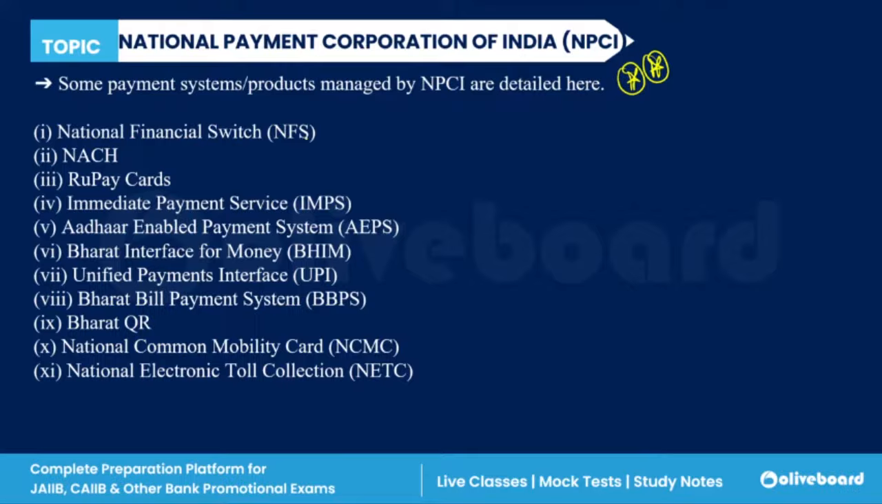First of all, National Financial Switch, NFS, NACH, National Automated Clearing House, RuPay card, Immediate Payment Service, IMPS, Aadhaar Enabled Payment System, AEPS. There is Bharat Interface for Money, there is Unified Payments Interface, there is Bharat Bill Payment Services, there is Bharat QR, there is National Common Mobility Card, NCMC, there is National Electronic Toll Collection, NETC. So these are all the products that have been managed by NPCI, National Payments Corporation of India. Clear?